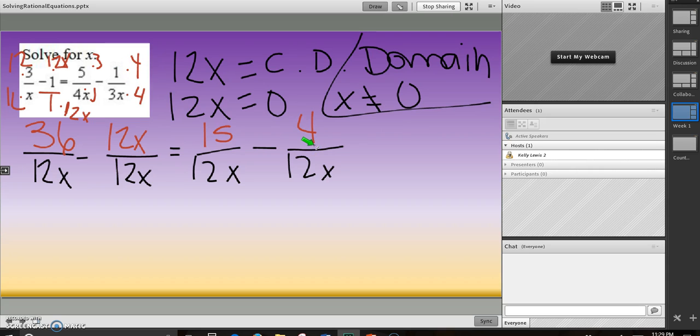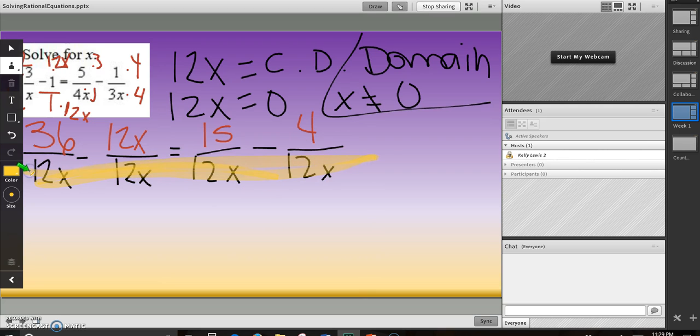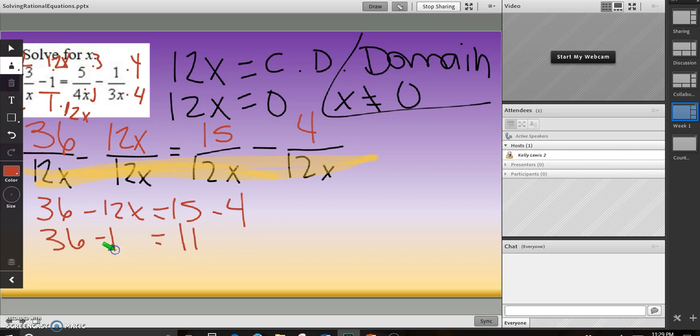And so I have this guy. And remember, I can multiply the whole thing by 12x, and it would make the denominators disappear. So just take them out. And so what I really have is 36 minus 12x equals 15 minus 4, which is way prettier than what we had before. All right, so this 15 minus 4, that's 11. So what I really have is 36 minus 12x.